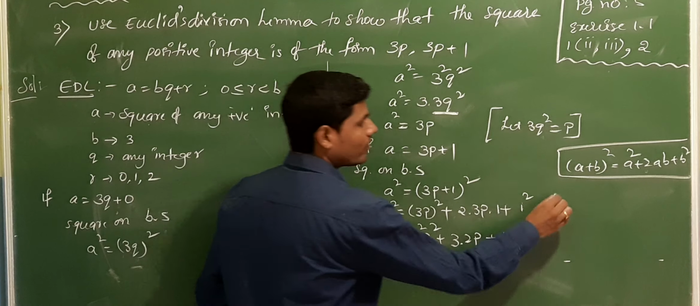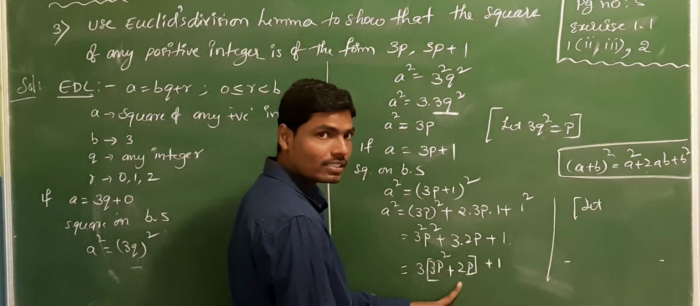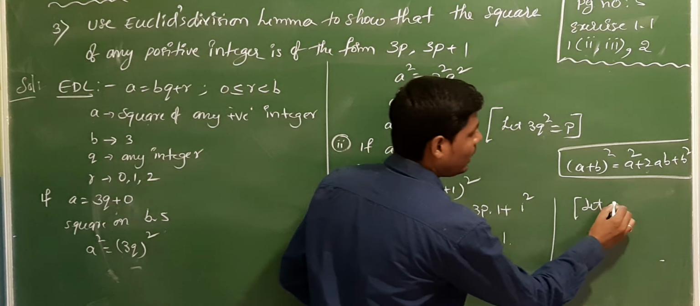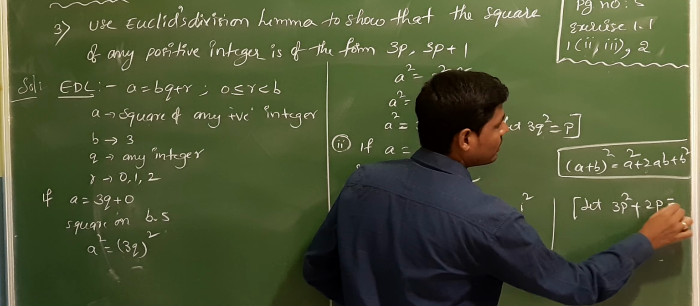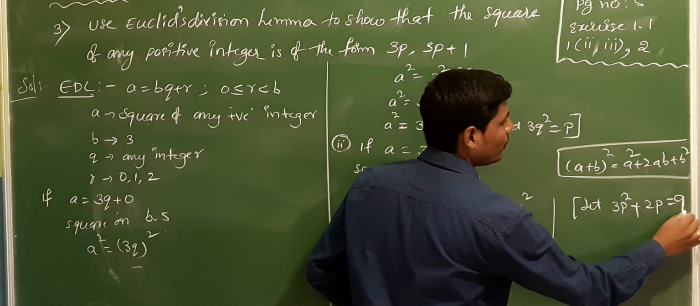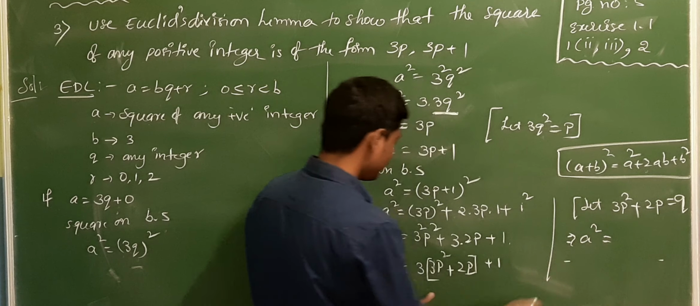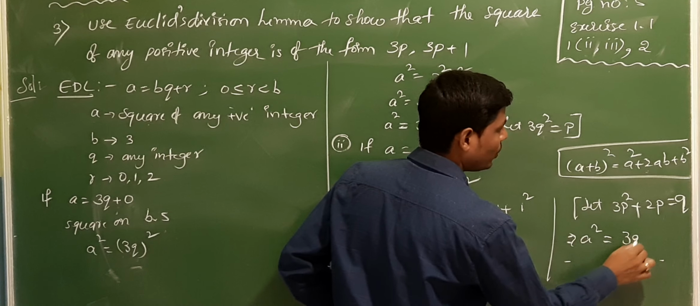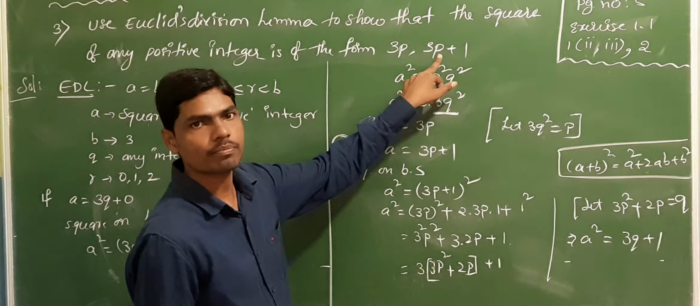That means, let what is there in this bracket, what is that something? 3p square plus 2p. Take it as q. So a square is becoming now 3q plus 1. Yes, we got the second form.